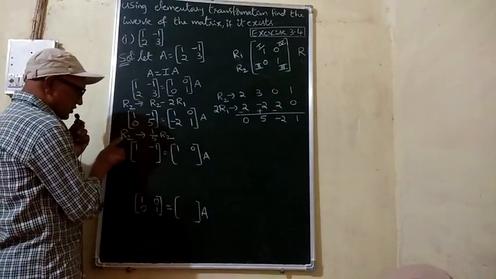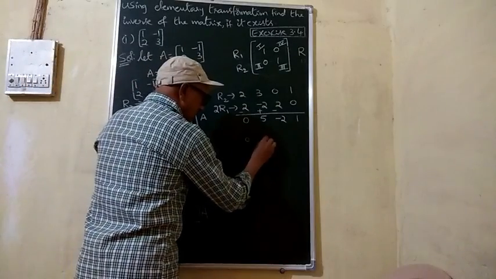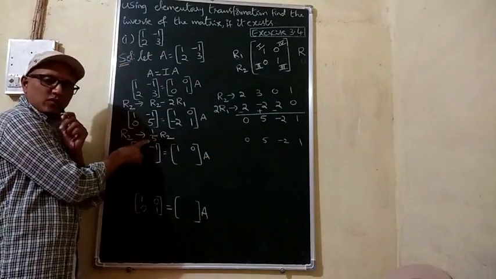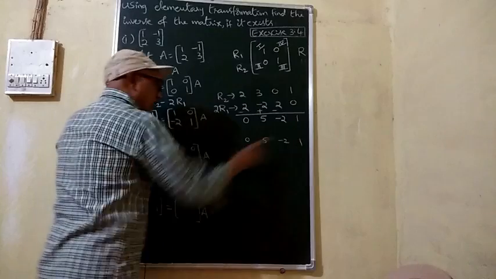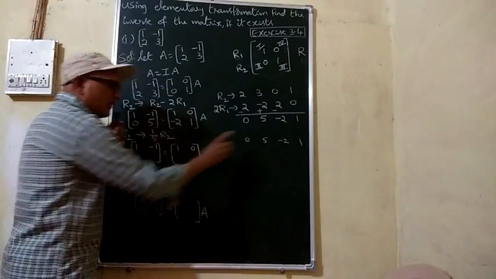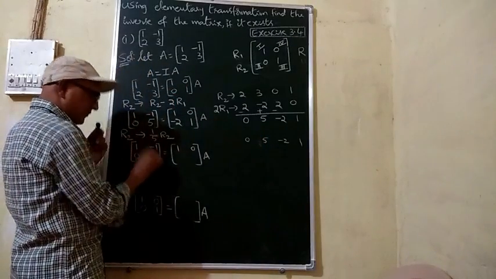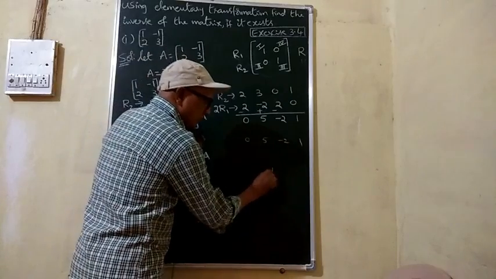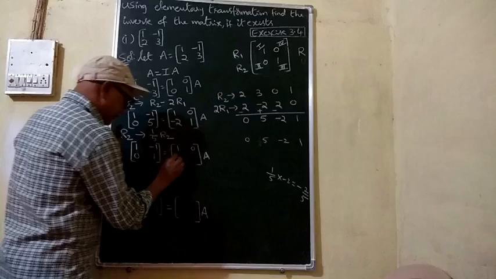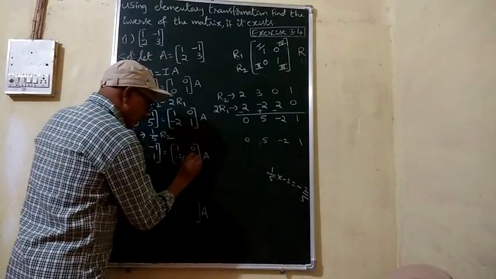Okay, right. So second row, what is second row? 0, 5, minus 2, 1. Second row we have to multiply with 1 by 5, no? So let us multiply the complete row with 1 by 5. 1 by 5 into 0, 0. 1 by 5 into 5, 5 cancel, 1. 1 by 5 into minus 2, minus 2 by 5. 1 by 5 into 1, 1 by 5.